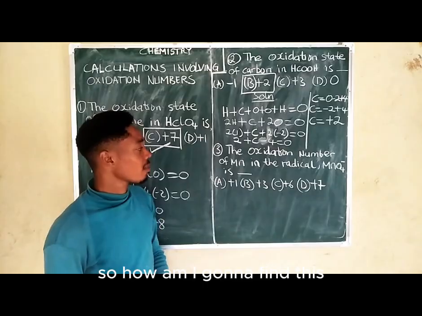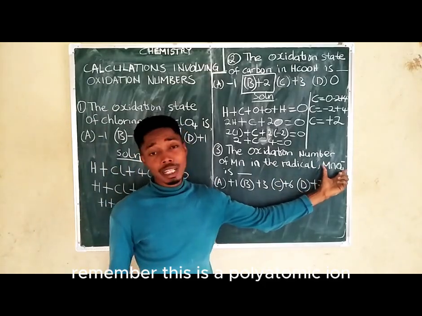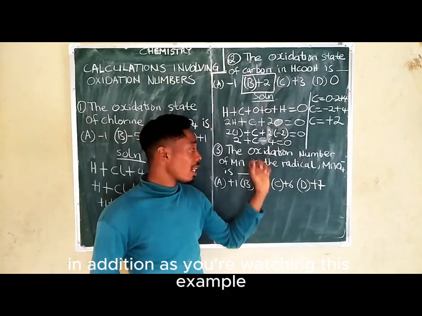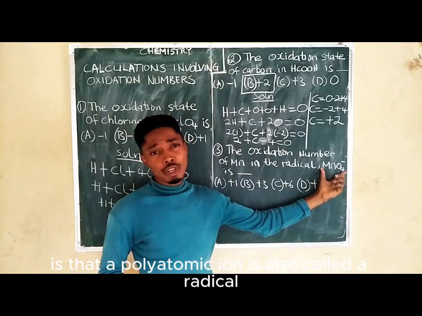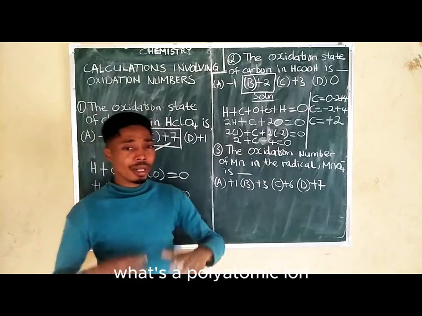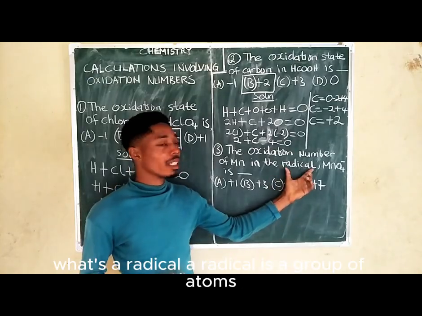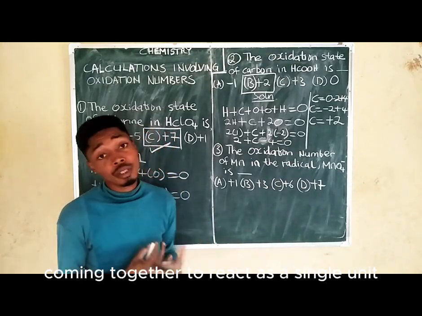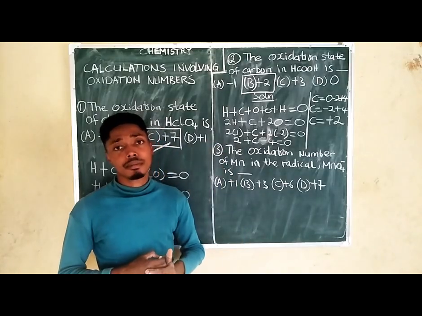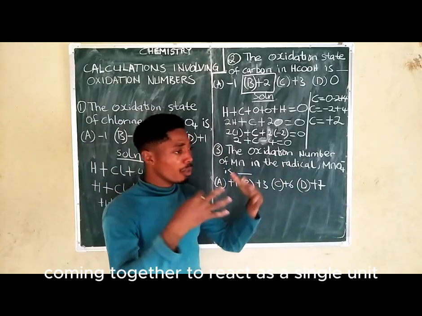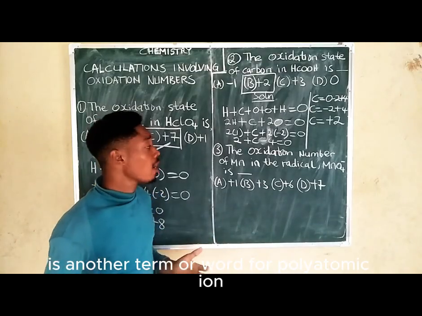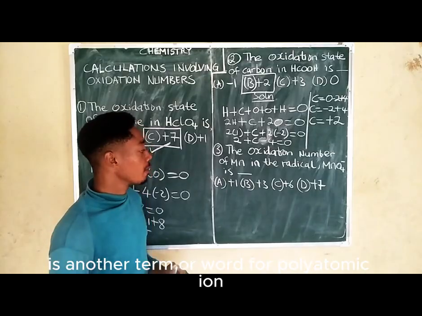So how am I going to find this? Remember, this is a polyatomic ion. Something else you should learn as you're watching this example is that a polyatomic ion is also called a radical. What's a polyatomic ion? An ion consisting of more than one element. What's a radical? A radical is a group of atoms coming together to react as a single unit carrying a common charge. That's a radical. It's another term for polyatomic ion.